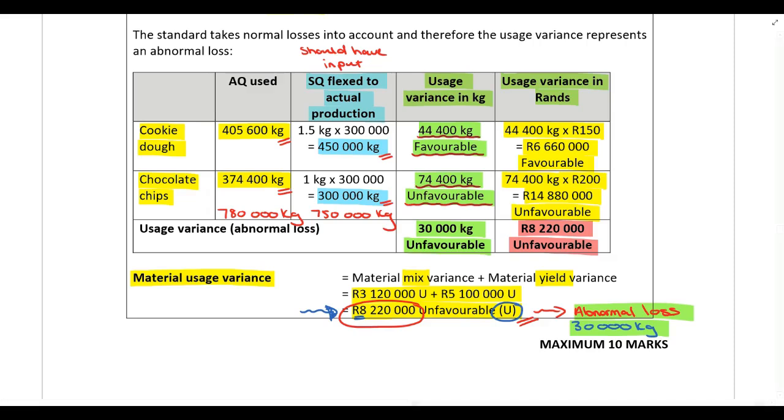And that ties into the usage variance just below, based on the variances that we calculated previously. So you can see here, guys, everything reconciles, everything ties in all nicely and perfectly, and you can see the mix and the yield variances that we calculated. Those variances do not represent normal losses. Normal losses are taken into account in the standard. So any mix or yield variance, in other words, your usage variance, is an abnormal loss.